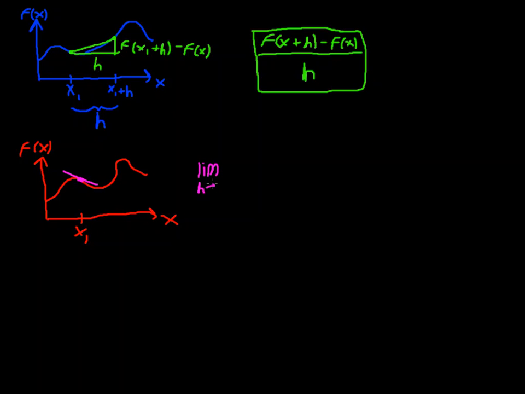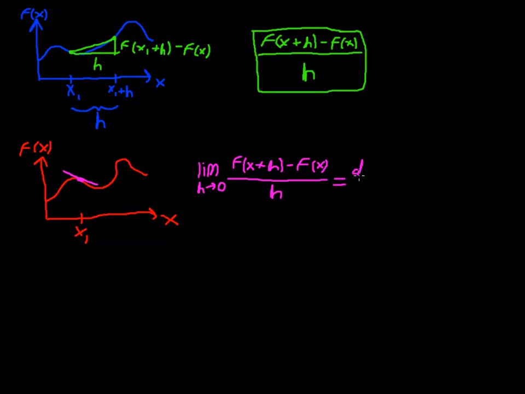The limit as h approaches 0 of f of x plus h minus f of x, all of that over h. That is the instantaneous rate of change at some value x. Again, I generalized this to x instead of x1. And that we are going to call the derivative of f of x.